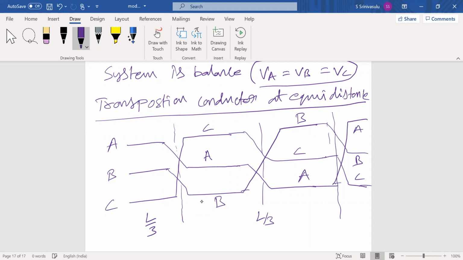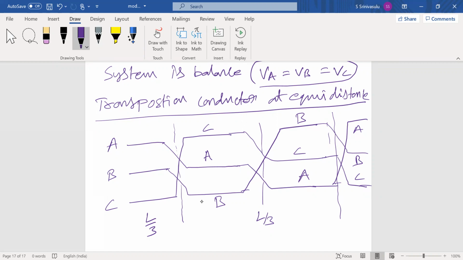Now, why is the transposition of the conductor done? What is the importance of this transposition? When the transmission line is unsymmetrically spaced, the inductance per phase conductor is not equal. When the inductance per phase conductor is not equal, the inductive reactance per phase is also not equal. When the inductive reactances are not equal, the voltage drops are also not equal. When the voltage drops are not equal, the receiving end voltage is severely unbalanced.